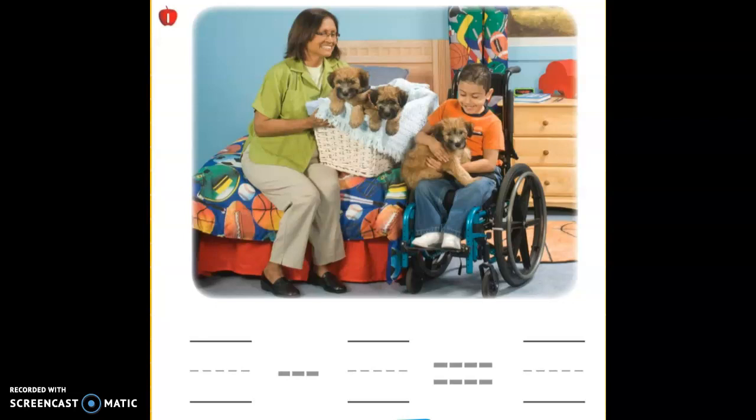Okay, here's another problem about puppies in a basket. You'll notice in the picture there are 3 puppies in the basket, but one takes 1 puppy out of the basket. How many puppies are left in the basket? Well, remember at the beginning of our story, we said there was 3 puppies in the basket, but one took 1 out. So 3 take away 1 equals 2.